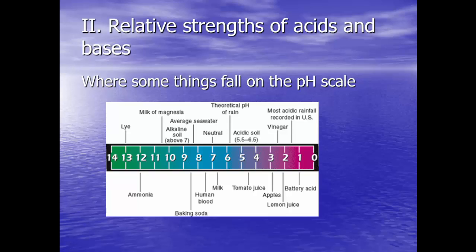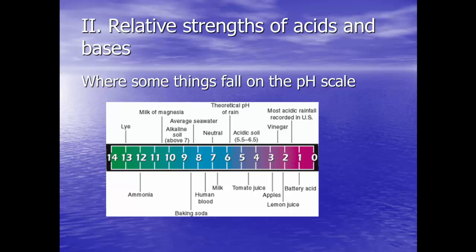And acidic soil is usually 5.5 to 6.5. Tomato juice, about 4.5. Apples, about 2.9 or so. Vinegar is going to be about 2.5. Lemon juice is about 2.1. The most acidic rainfall recorded in U.S. history was actually about 1.5, which is really nasty. Battery acid is about an acidity of 1.